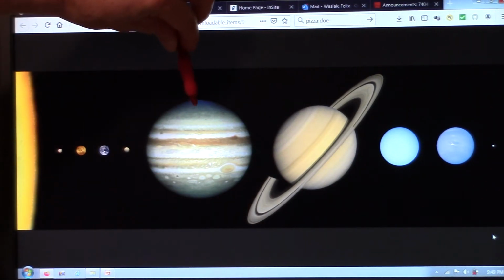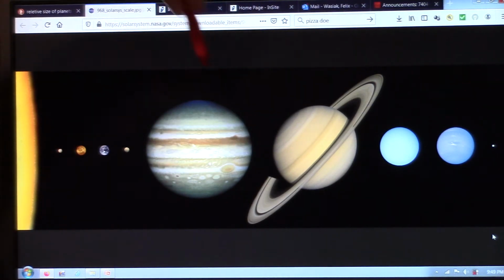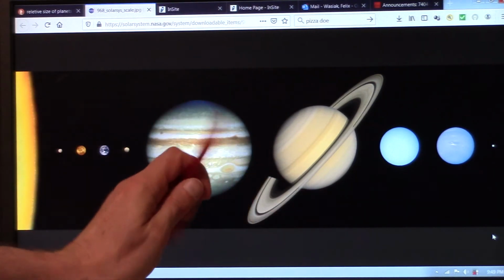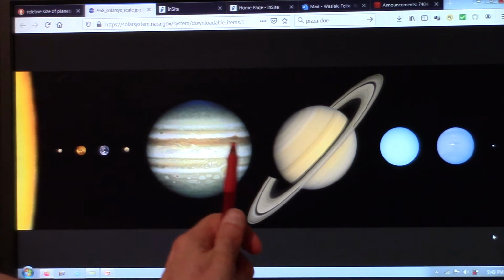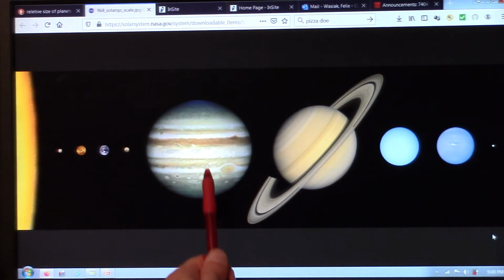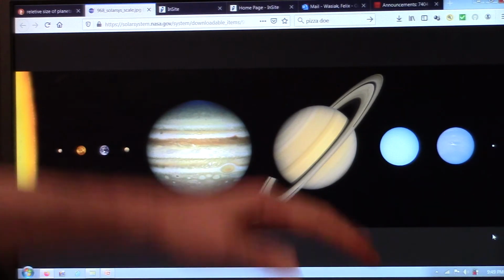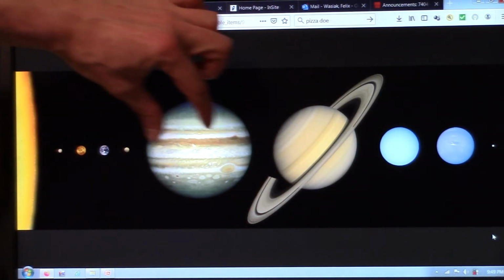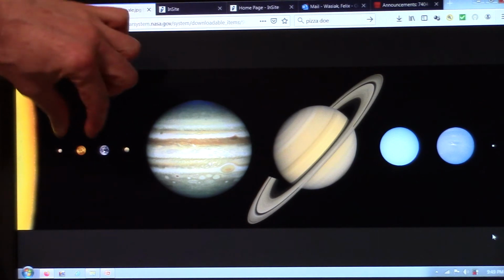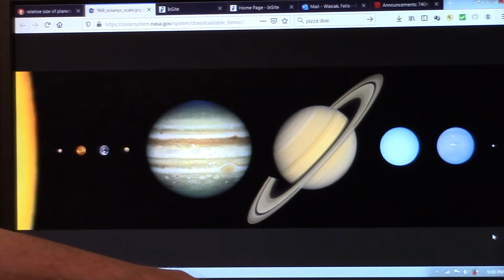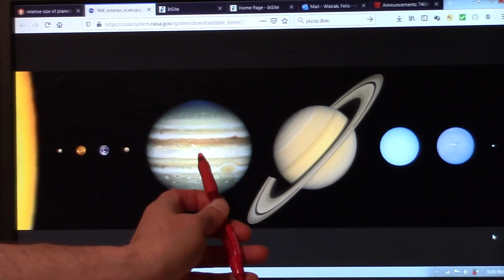Okay, Jupiter is the biggest planet. Jupiter is huge, right? Really, really big. You can see it has all sorts of storms at its surface. These are bands where these clouds, the gases, are circulating in different directions. So Jupiter is the biggest planet.